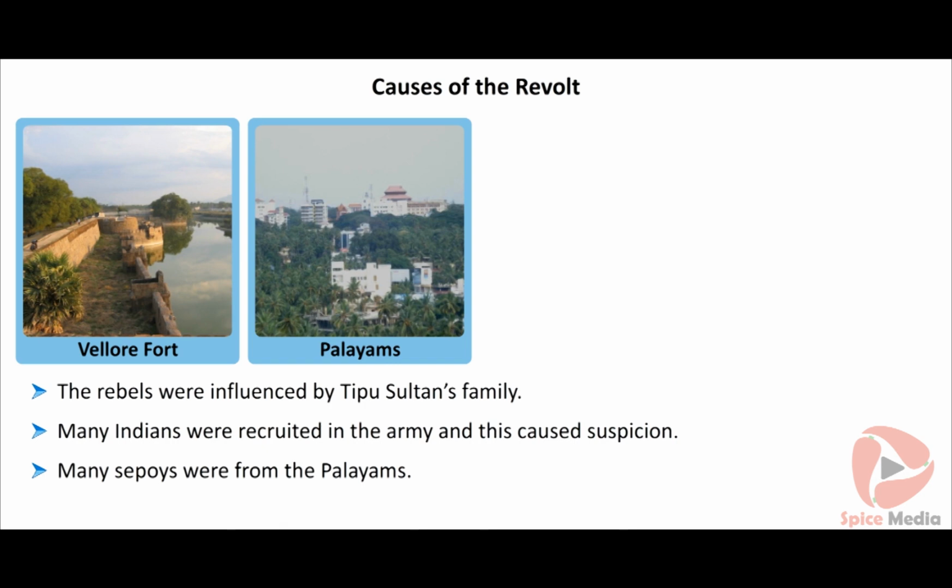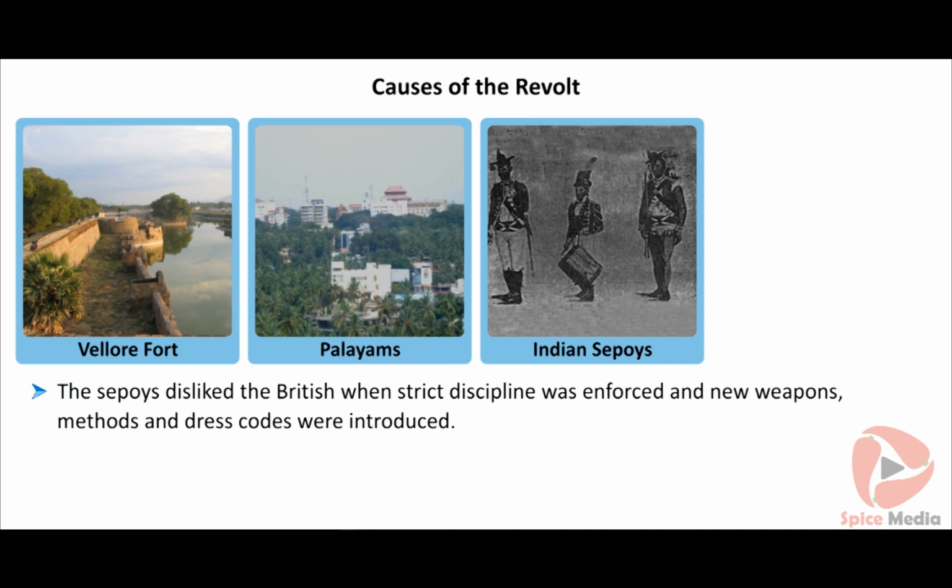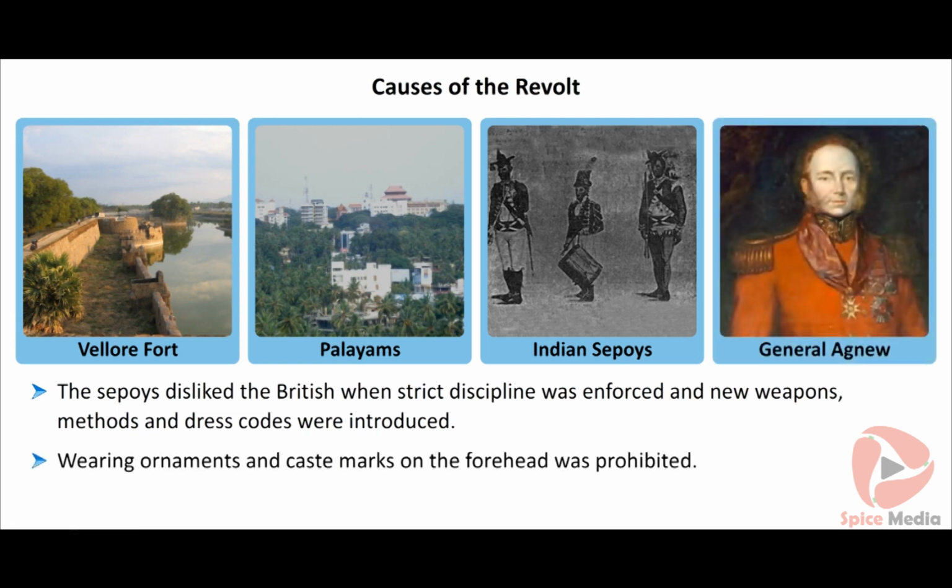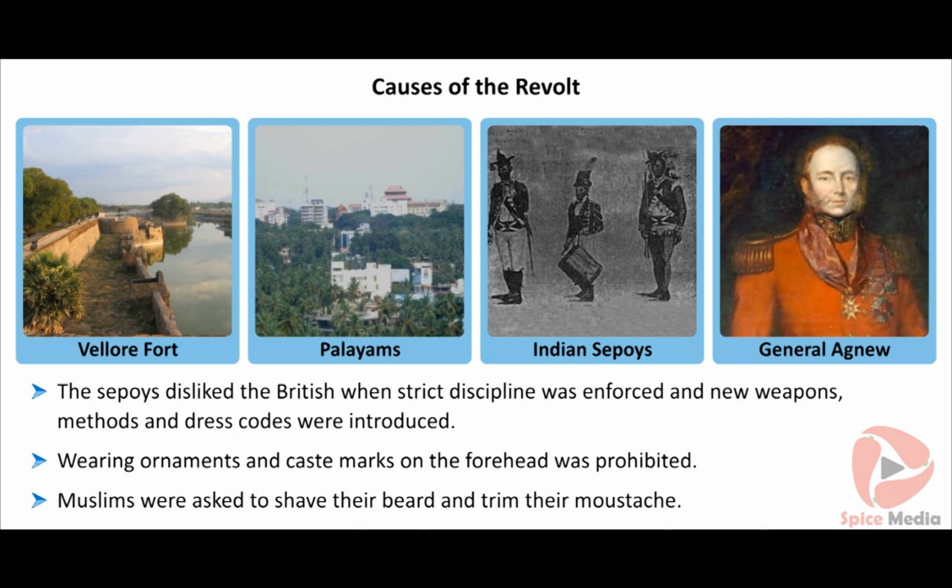The sepoys who belonged to Tamil and Kannada-speaking regions exchanged betel leaves in order to stay together to achieve the common goal. The sepoys disliked the British when they announced strict discipline, new weapons, new methods, and changes in dress code. Wearing ornaments like earrings and caste marks on the forehead were prohibited for the Hindus. Muslims were asked to shave their beard and trim their moustache. This caused strong bitterness among the soldiers.